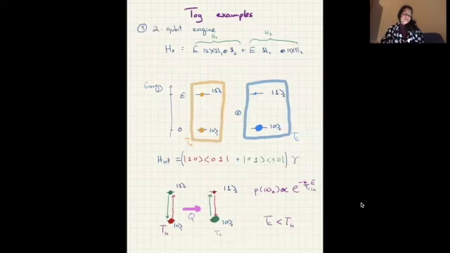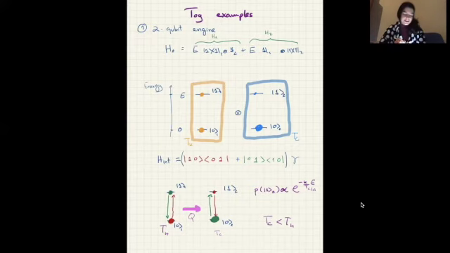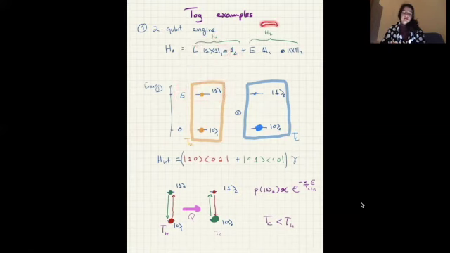Okay, so let's take the smallest possible case. So we take an engine that's just made of 2 qubits. And we take the simplest possible case again, where we have 2 qubits that have the same energy gap. So the Hamiltonian is just the sum of the Hamiltonian of the first qubit, which is just 0 energy for the state 0 and energy E for state 1, times the density of state 1, plus the Hamiltonian of the second qubit, which is exactly the same. Okay, so overall it looks like this.